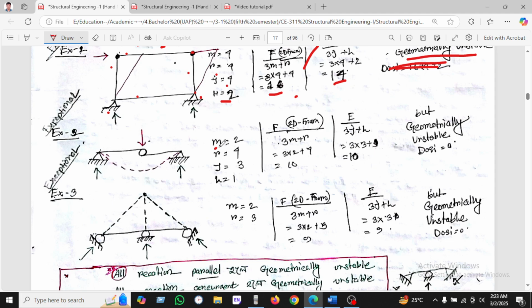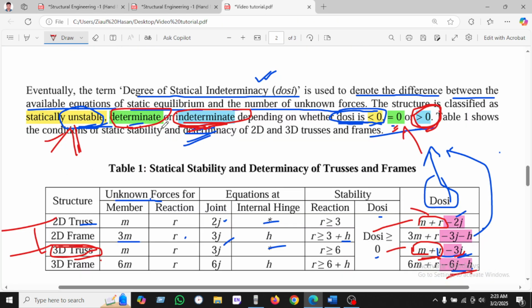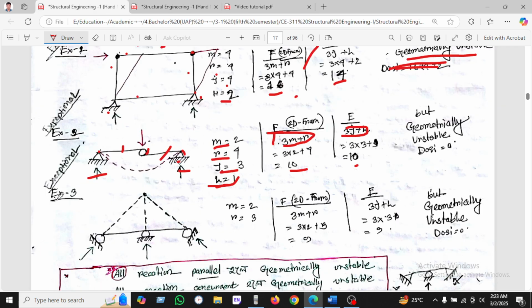We've been seeing here, members is 2, r is 4, j equals 3, h equals 2. Members 2, how much? 1, 2, and reactions have been found 2 into 2 plus 2 into 1, 4, and joints is 3, 1, 2, 3, and h equals 1. So f equals 3m plus r equals 10, and 3j plus h equals 10, so the difference is 0. As you know, 0 it will be determinate, but as this is the exceptional case, it will be geometrically unstable.